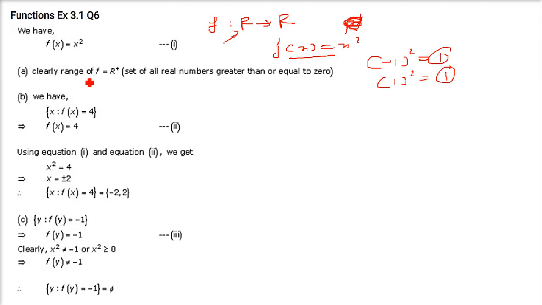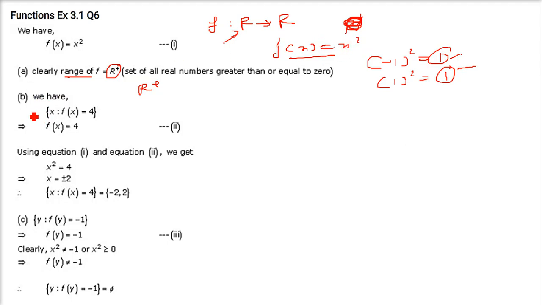So the range of this function f, that is the values which are coming, will always be positive because it is x squared. Anything squared will always be positive. So you just write R plus. R plus means, this is what I was discussing, the set of real numbers that may be 0 or greater than 0. It can never be less than 0 because it is x squared.